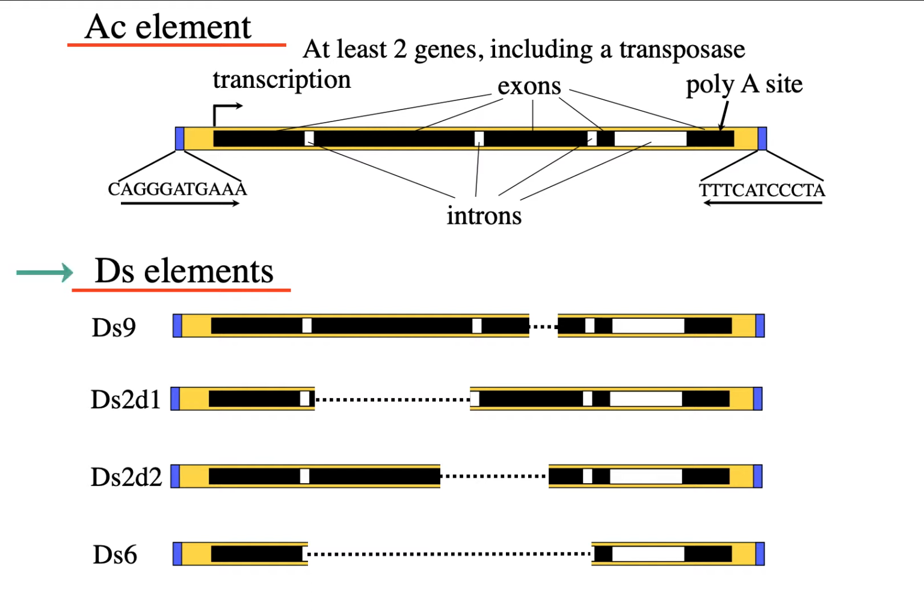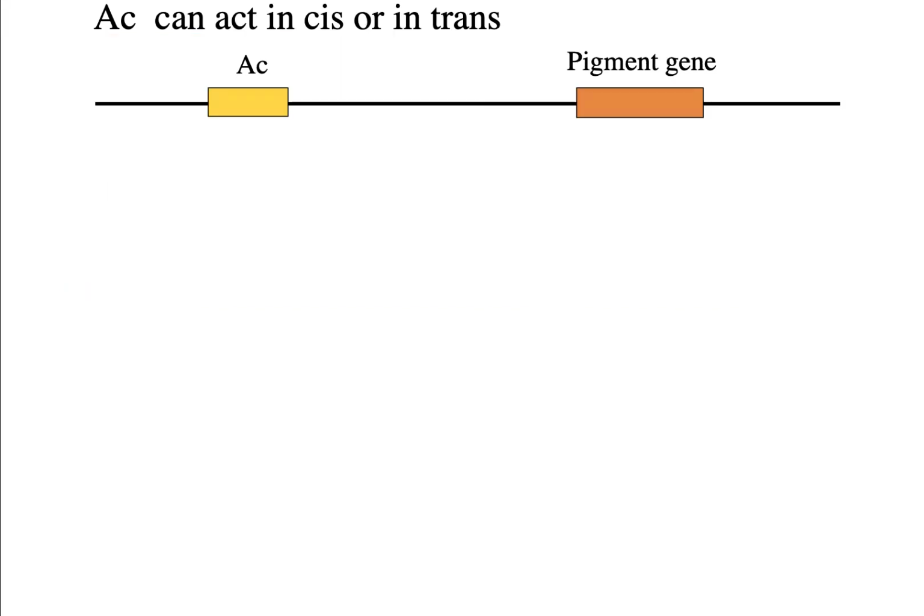And the DS elements had the same ends, but they were missing parts of the middle of the gene. So they were missing the transposase gene as well as other genes. And in fact, some DS elements only consisted of the short inverted repeats on the ends. So McClintock found that the AC element could act in cis or in trans. Cis means that it's on the same piece of chromosome as the gene it's going to affect, in this case, the pigment gene.